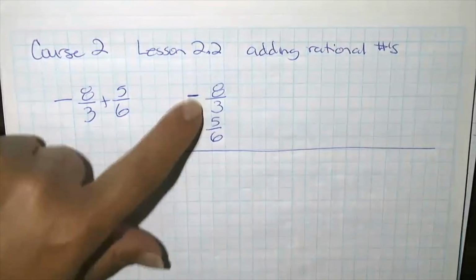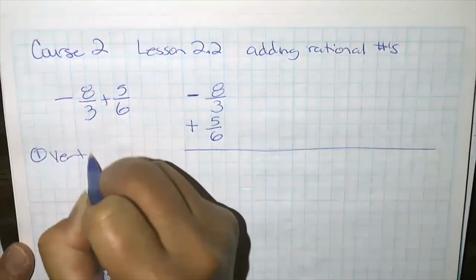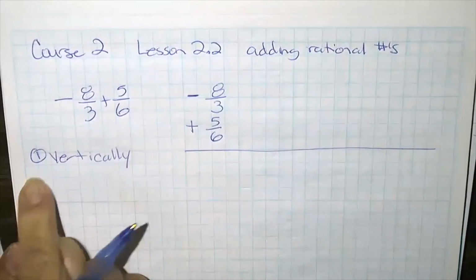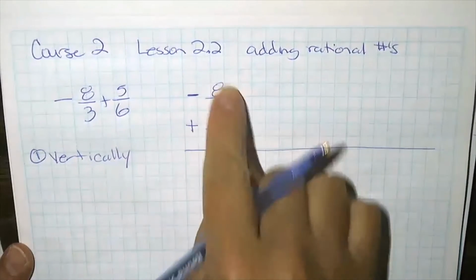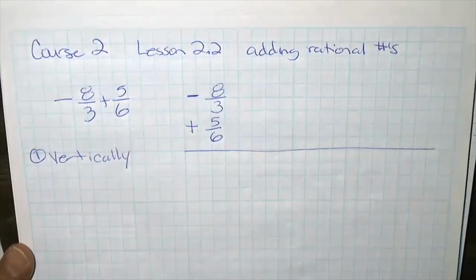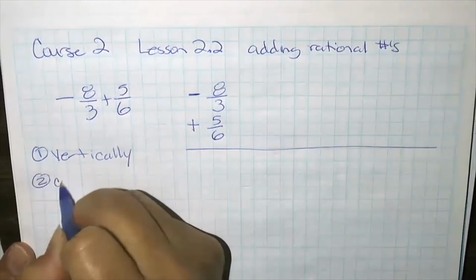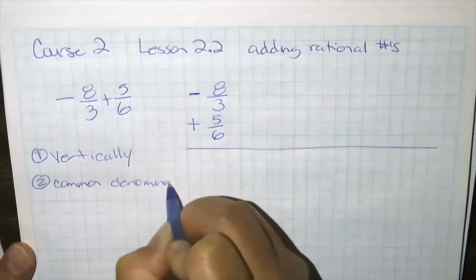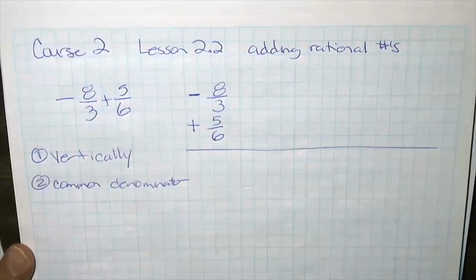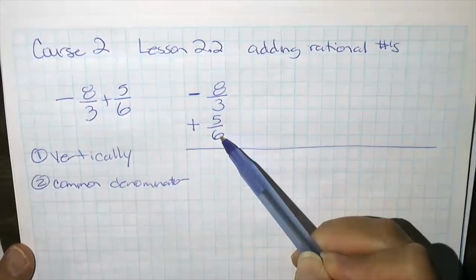So I lined them up vertically. And if I want to, I can take notes. I want to line them up vertically with the largest numbers on top, the largest digits on top. The second thing I want to do is find a common denominator. Find a common denominator. So I have 3 and 6.